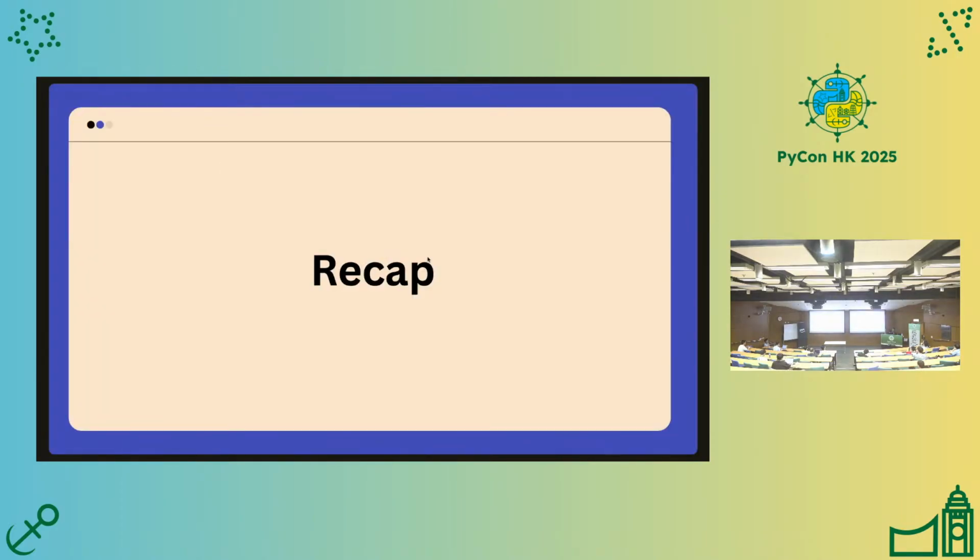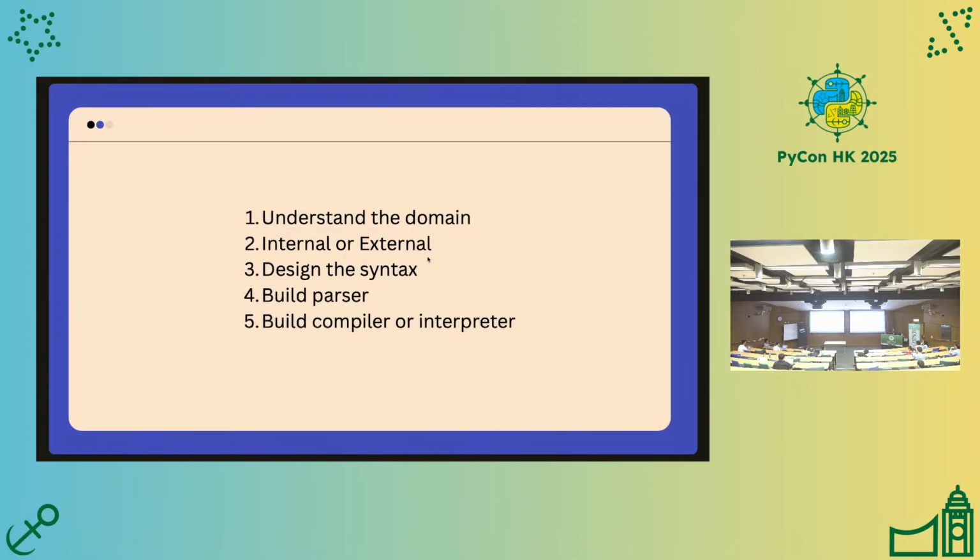As a recap, to make a domain-specific language, you first understand what you're trying to make. What's the domain? Try to make it smaller so that you can start really small, and then decide if you want to do an internal or external DSL. You come up with syntax, build a parser, and then decide if you want to do the compiler approach or the interpreter approach. With these basic steps, you can start making your own domain-specific language.